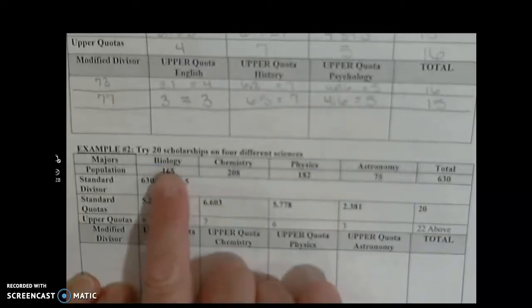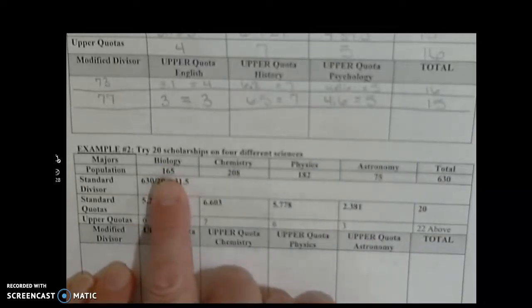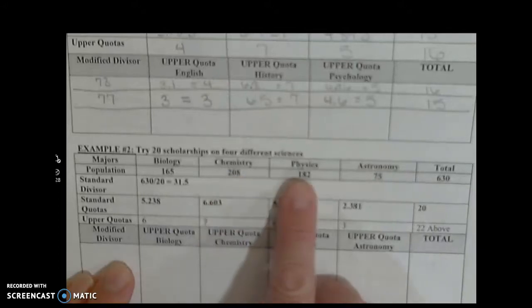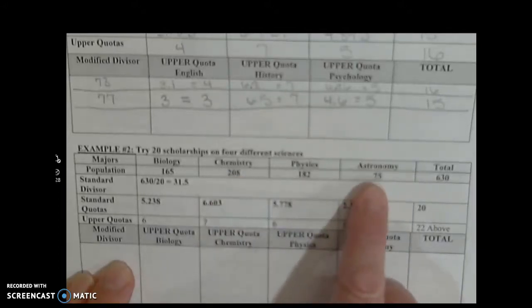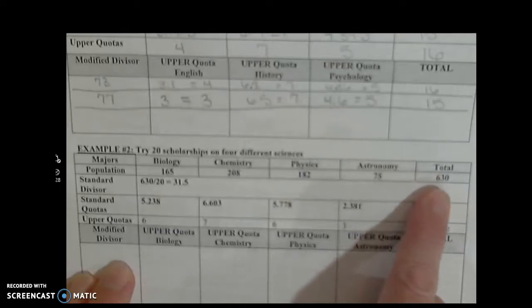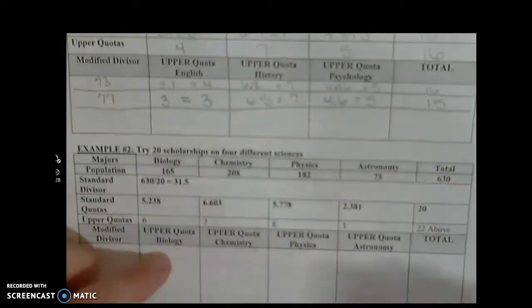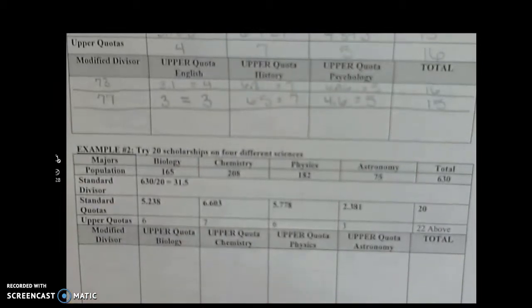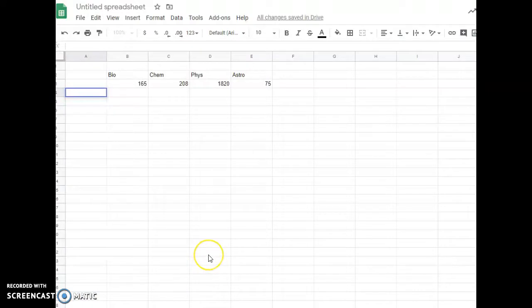Okay. So that's why on this one, it says I had biology at 165, chem 208, physics 182, and astronomy was 630. And we have 20 scholarships to give away. Okay. So, like I said, kind of the same thing here. Let's go to our Google Sheet now.